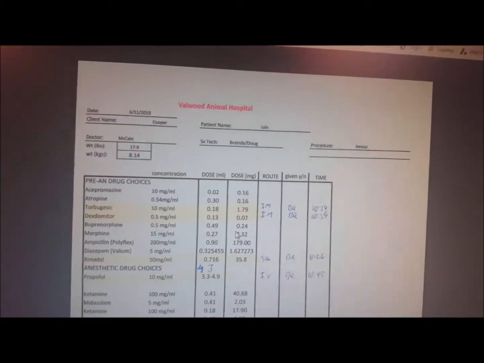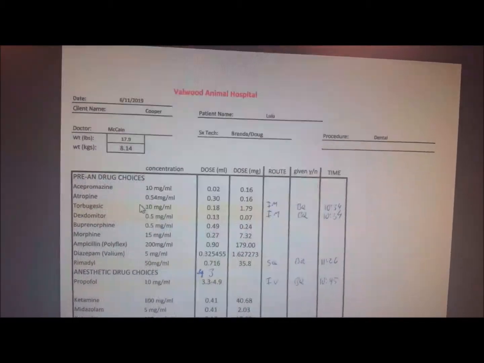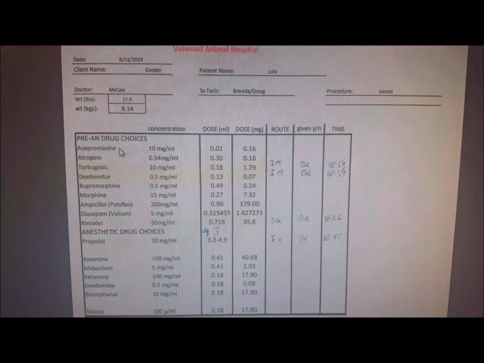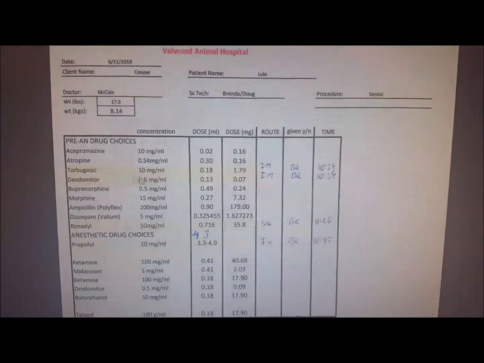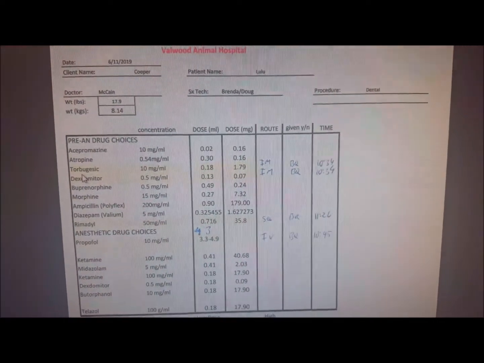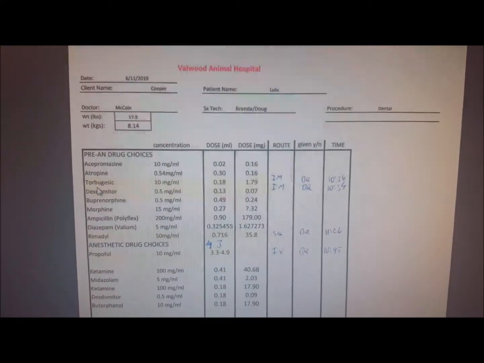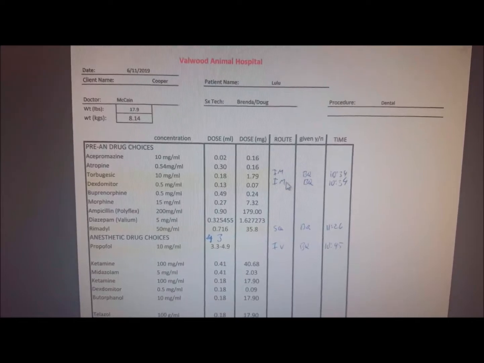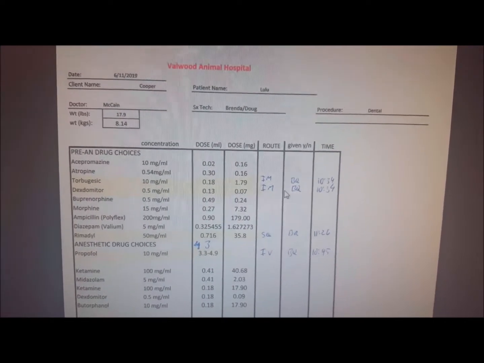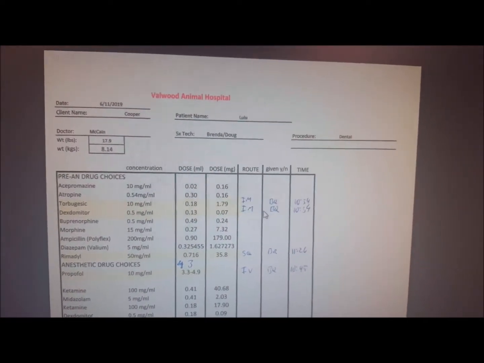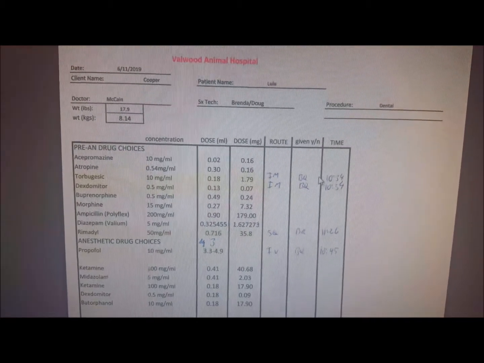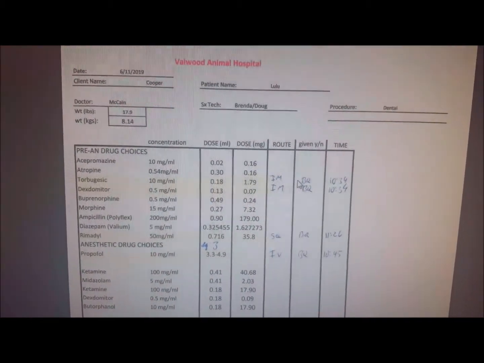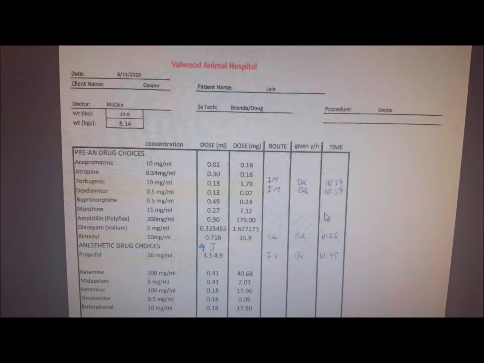Here we have our anesthesia forms, so this is where we have documented what we used for pre-anesthetic. We used Torb and dexmedetomidine. We have how much we gave, and the route we gave it. We have the initials of the technician that gave the pre-anesthetic and at what time we gave it.